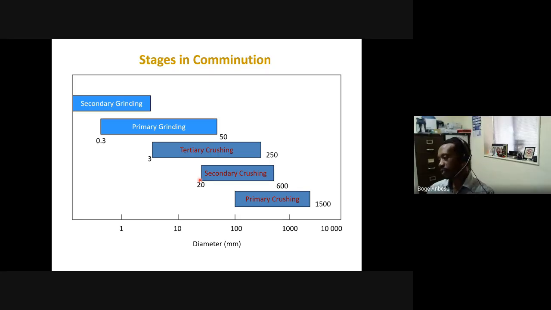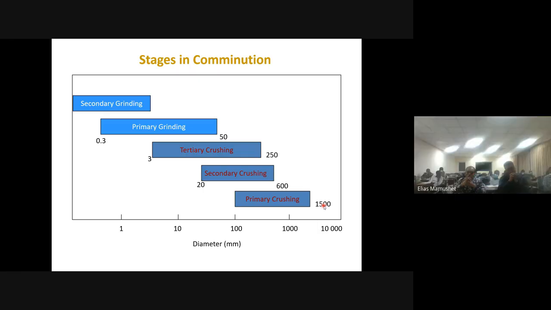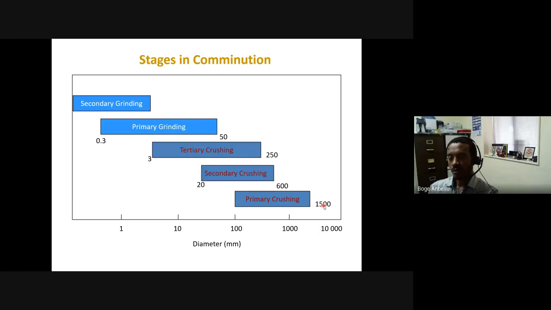Because, for example, when I say roughly 1.5 meters rock is fed into a primary crusher, it depends on the mining method you have used. It also depends on the nature of the rock. When you do blasting, some rocks or some deposits may produce fine material already. Maybe even to start with, you might start with rocks that are 500 millimeter in size.